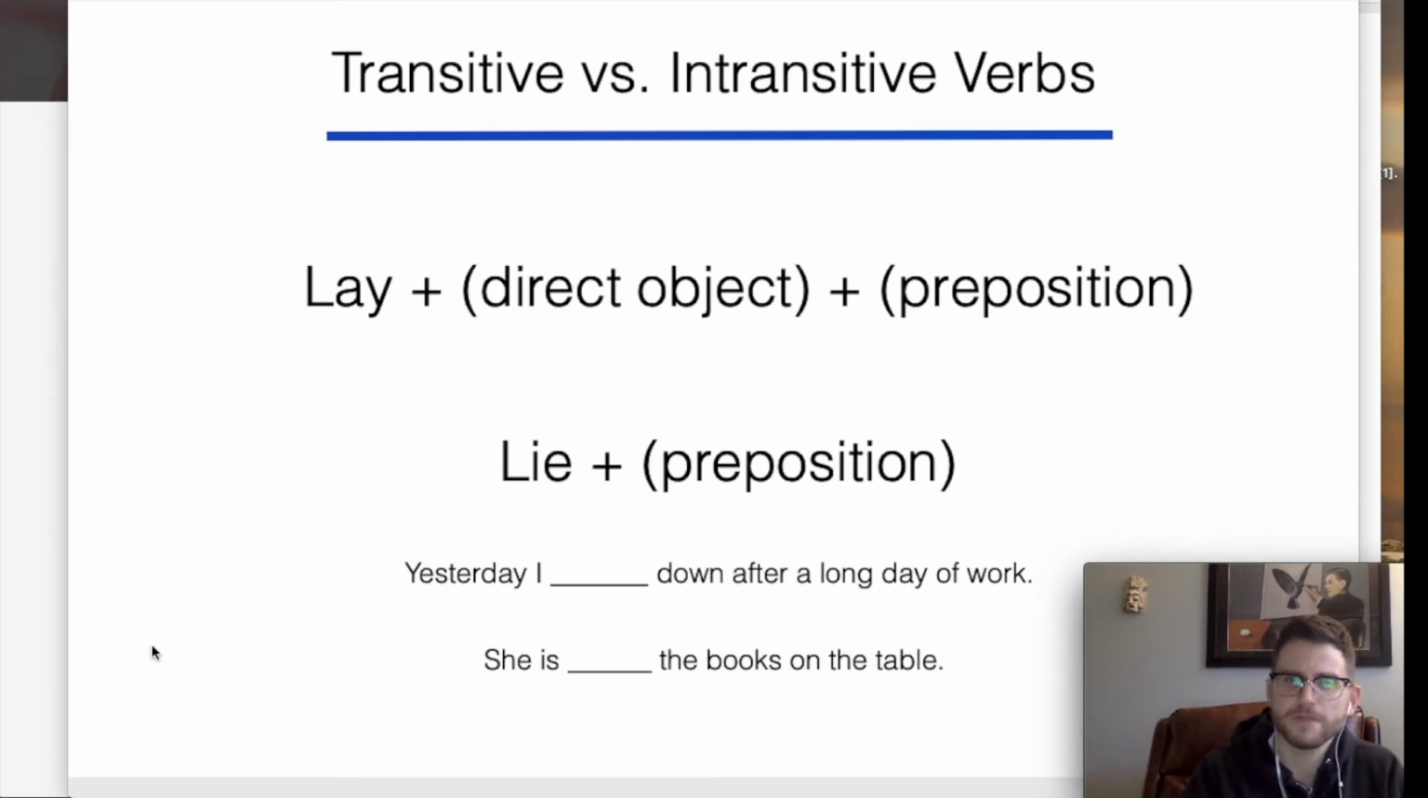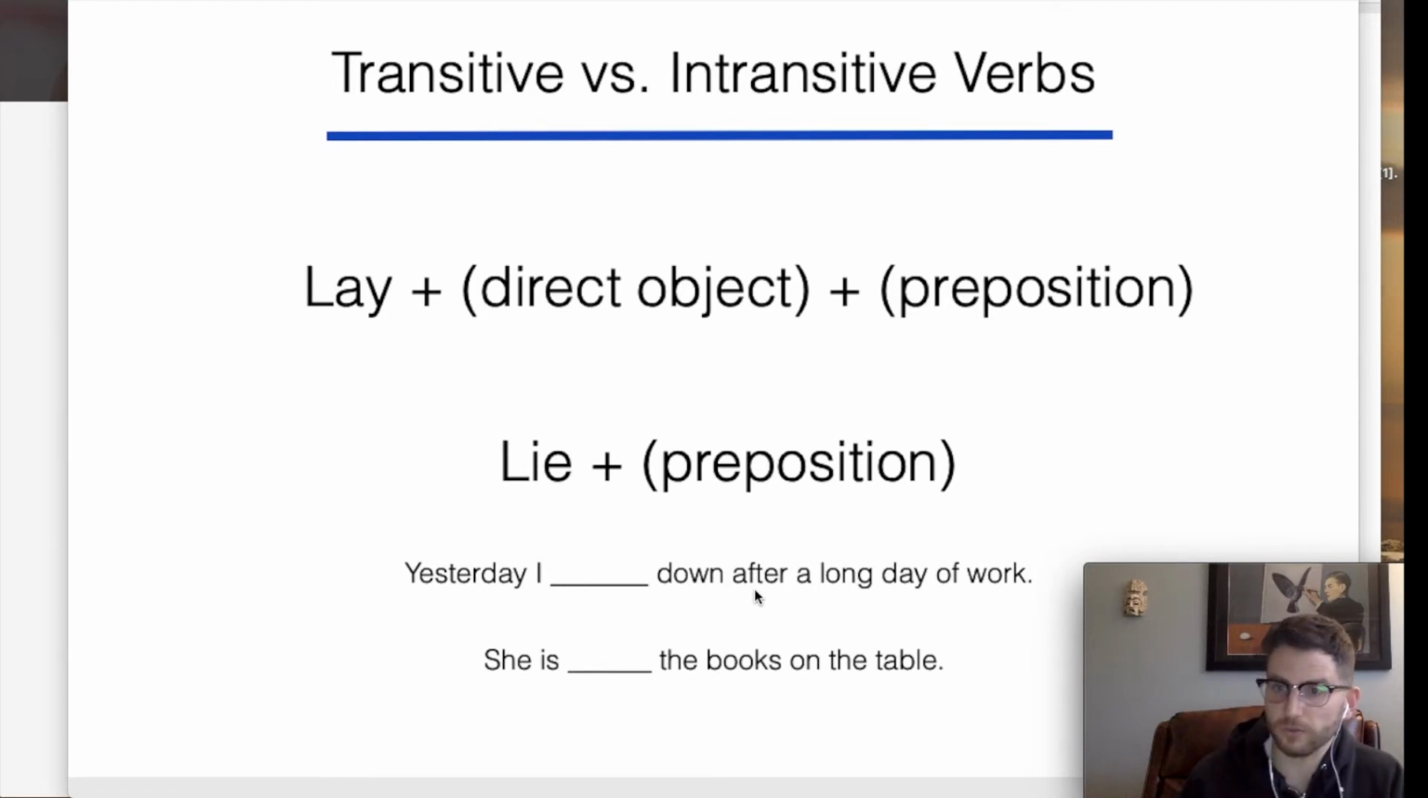So let's look at that first sentence. Yesterday I blank, so lay or lie, down after a long day of work. Okay. So what do I have? I is my subject. I have a blank, so I need to put a verb in there. We're trying to figure out which one. And then I have down after. So I do not have in this space an object. I don't have a noun there.